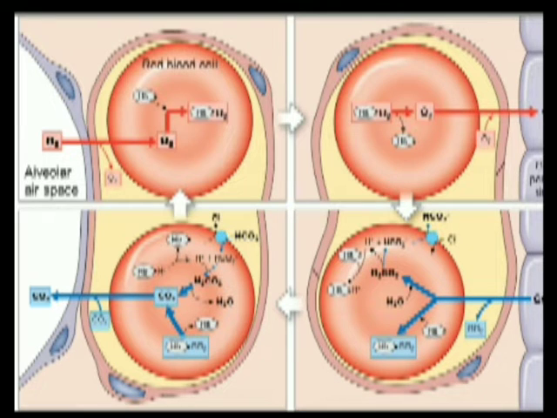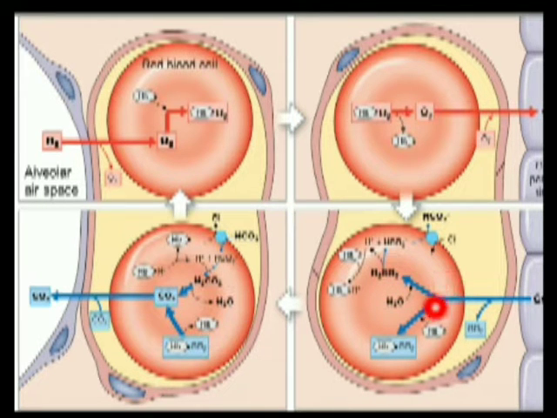On the other hand, when carbon dioxide diffuses into the plasma and RBC, it divides into three parts. 3% or 7% carbon dioxide remains in the plasma in a dissolved state. But 70% carbon dioxide is transported as bicarbonate ion, and the remaining 20 to 25% carbon dioxide is transported via the RBC throughout the blood.